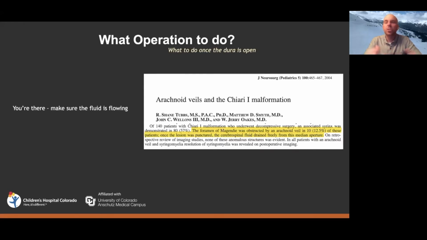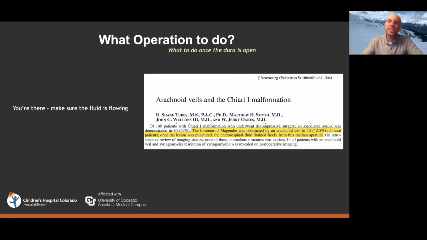So even if you just opened the dura and sewed it back shut, you still wouldn't have solved the problem in those kids. And interestingly, it was about 10 or 12% of kids who had a dural sparing, right? So that didn't open the dura operation, who failed and had to go back for another surgery. So the question is, are those the kids who correlated with the ones who had arachnoid veils in the fourth ventricle? So you got to open that up and see it and take care of it.